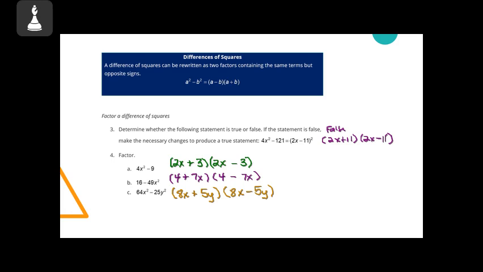If you're wondering how I'm getting these, I'm just thinking to myself, what times itself makes 64? 8 and 8. What times itself makes x squared? So split the x's in half. 1x here, 1x here. The other way to think about it is you could square root 64x squared, and you should get 8x, and that's what's going in each of those two places.